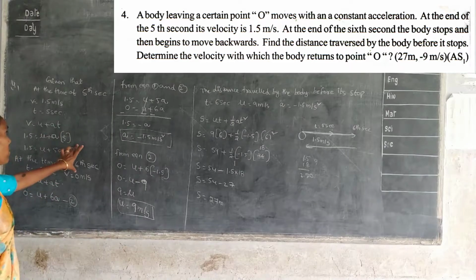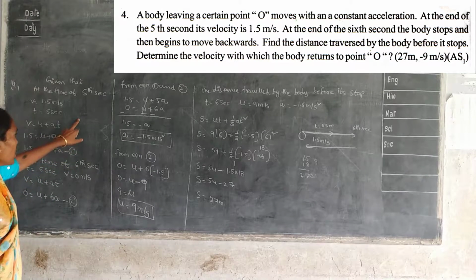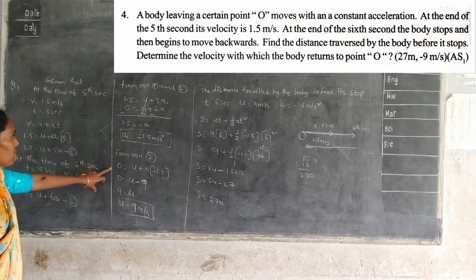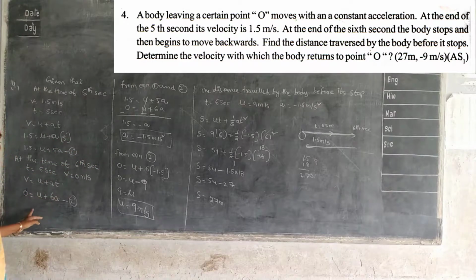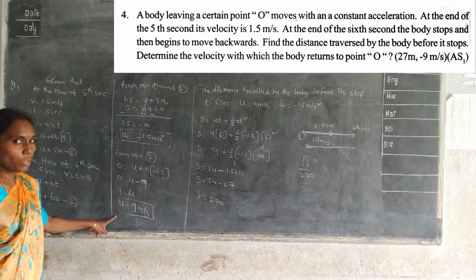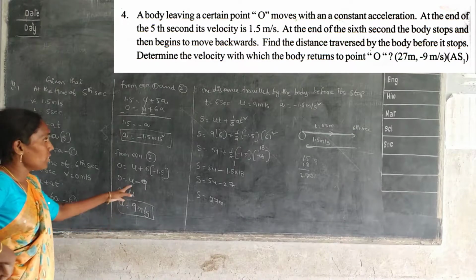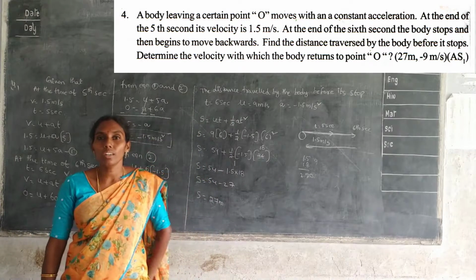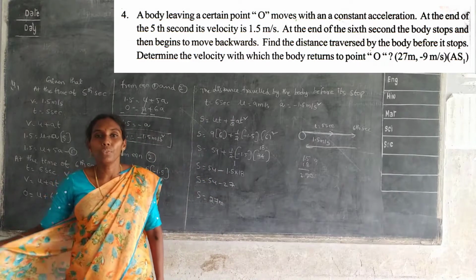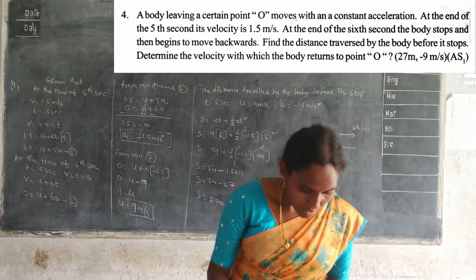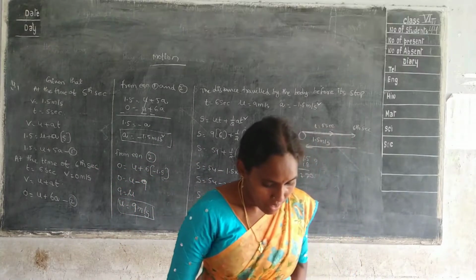See, in the first case, at the end of the 5th second, we can find the first equation of motion. At the end of the 6th second, we can find the second equation of motion. From these two equations, we can solve for the acceleration and initial velocity of the body. Then, by using this acceleration and initial velocity, we can find the distance travelled by the body before its stop.